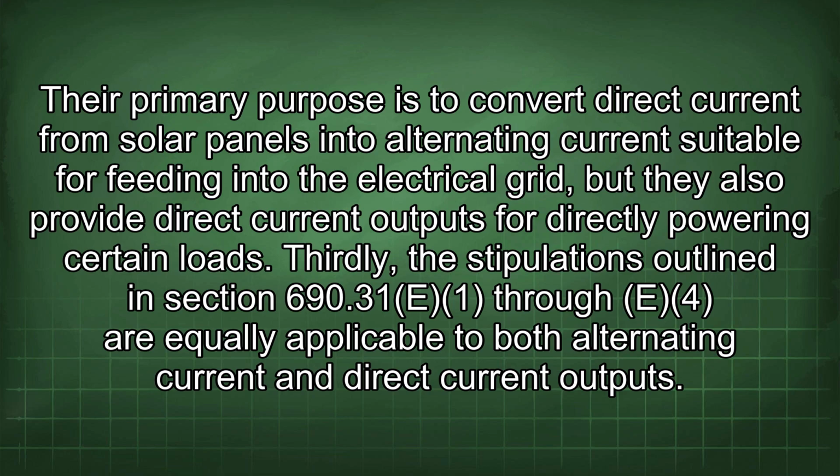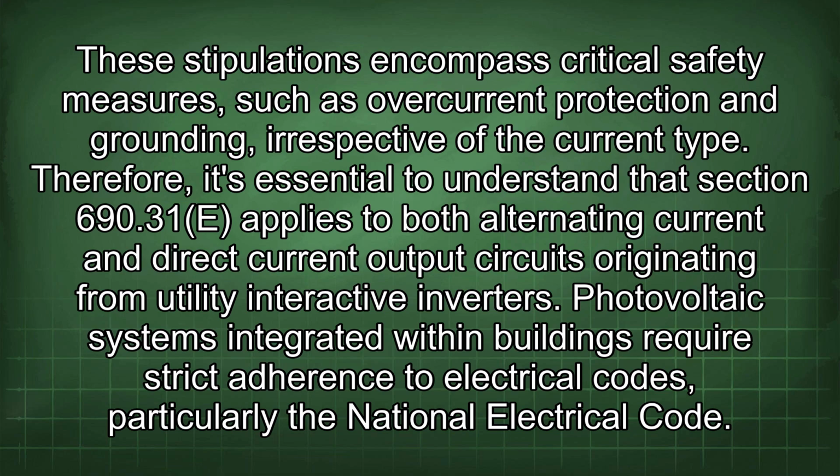Thirdly, the stipulations outlined in sections 690.31 through F are equally applicable to both alternating current and direct current outputs. These stipulations encompass critical safety measures such as overcurrent protection and grounding, irrespective of the current type. Therefore, it's essential to understand that section 690.31 applies to both alternating current and direct current output circuits originating from utility interactive inverters.